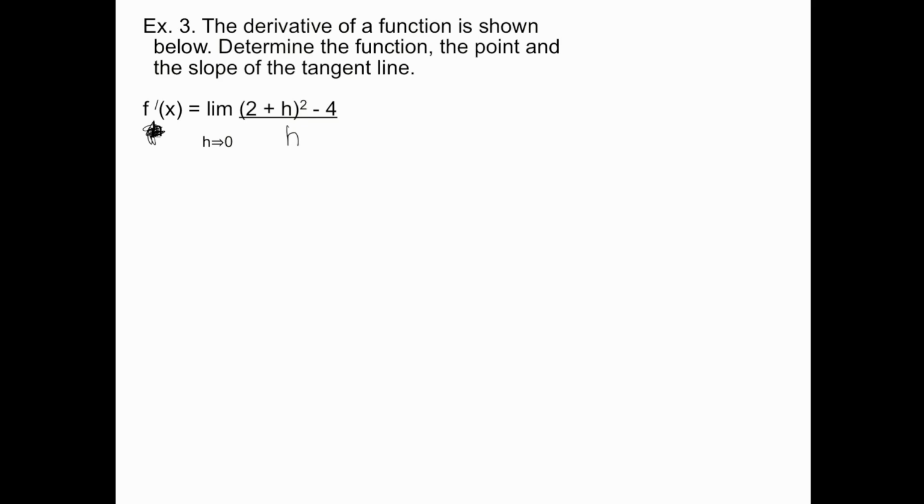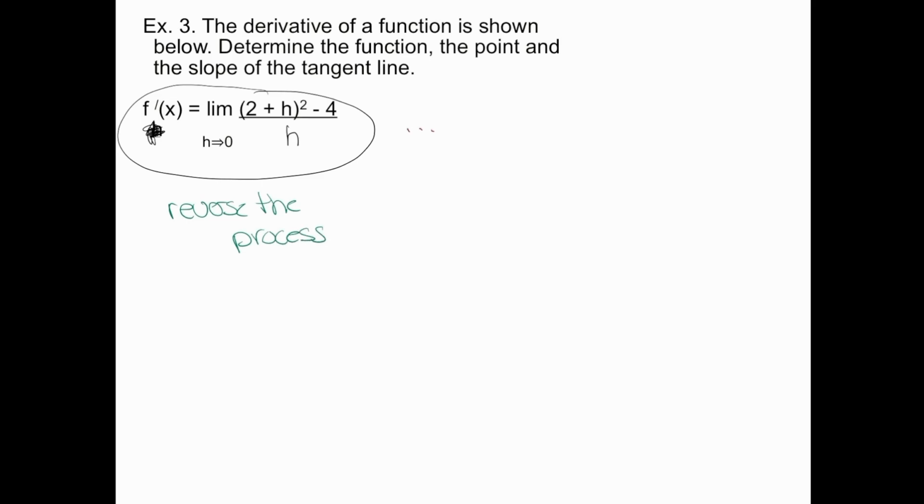Let's look at one more example. The derivative of a function is shown below. So here we have the derivative of the function. The limit as h approaches 0 is 2 plus h squared minus 4 all over h. And we're being asked to determine the function, the point, and the slope of the tangent line. So all that we're going to do here is just reverse the process that we did previously.